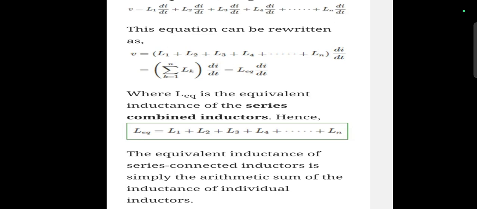This is the series and parallel connection of the inductors. The inductances are of two types: mutual inductance and self inductance. These work in the presence of the mutual inductance.